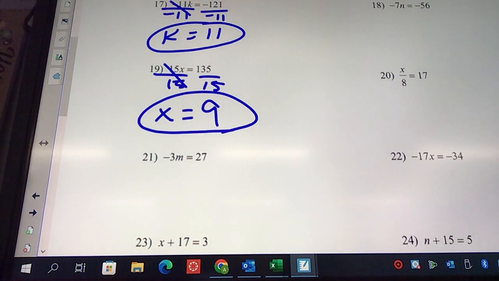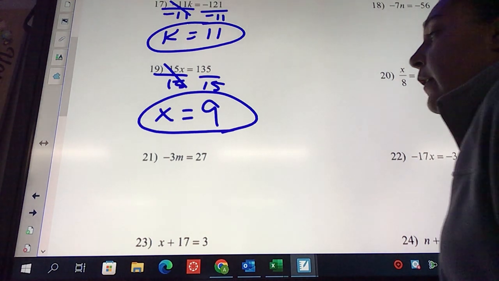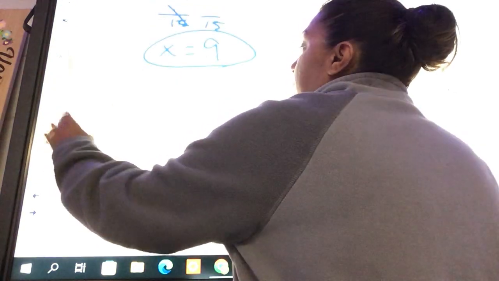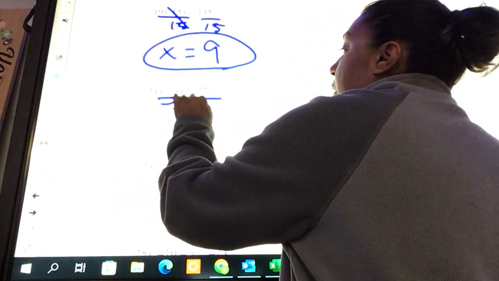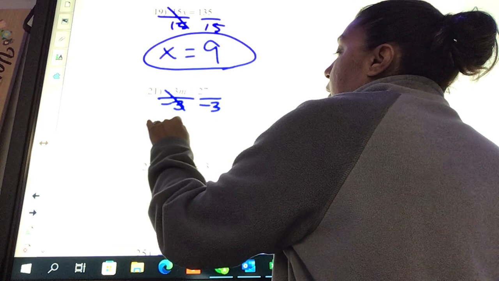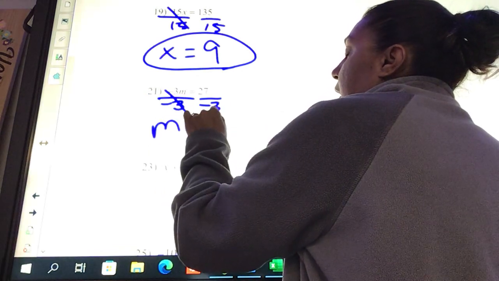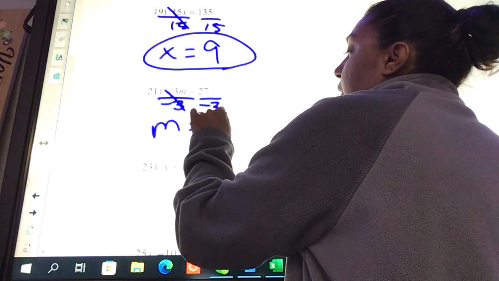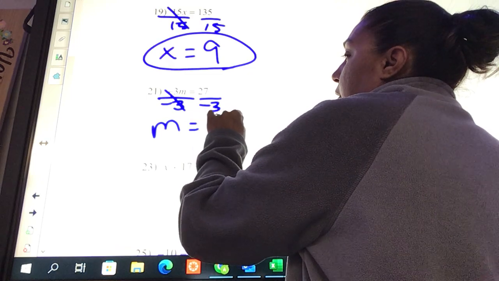Okay, 21, I got negative 3m equals 27. What do we have to do? Divide both sides by negative 3. The answer is negative 7? Sorry, negative 9. Negative 9? Somebody agree? Yeah.